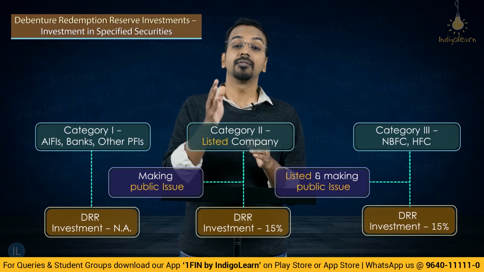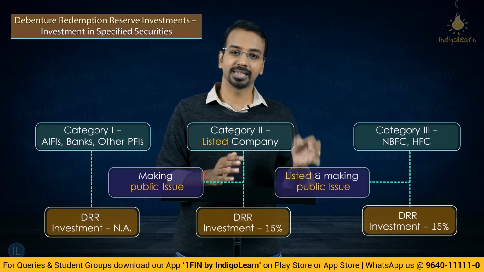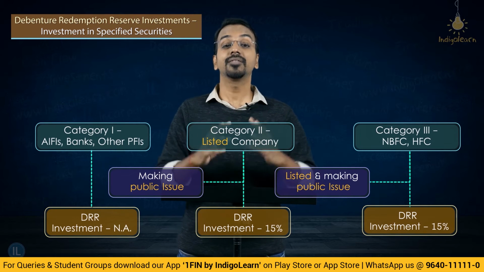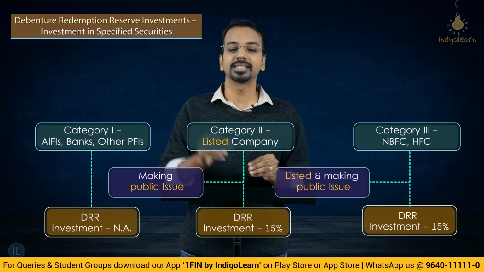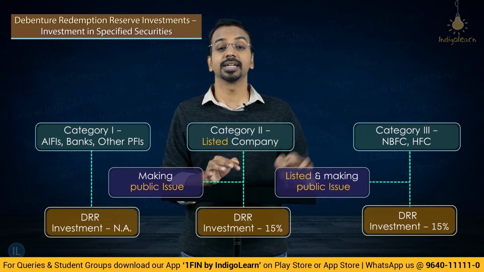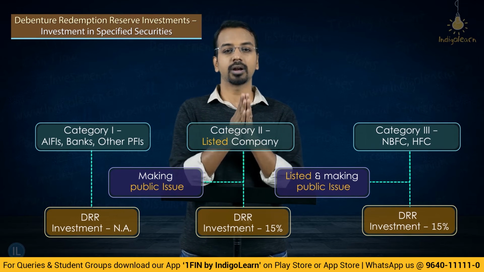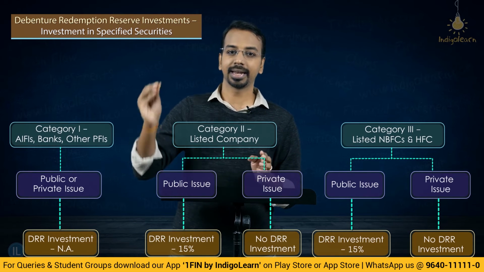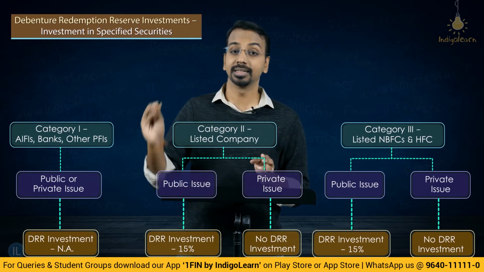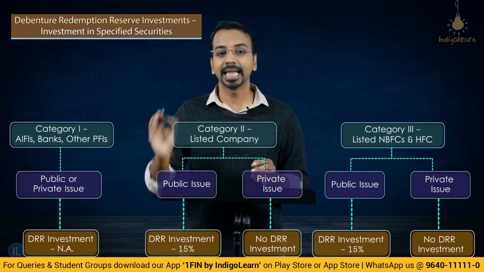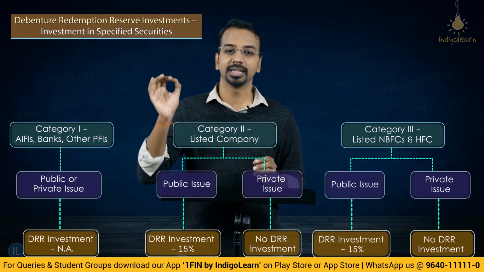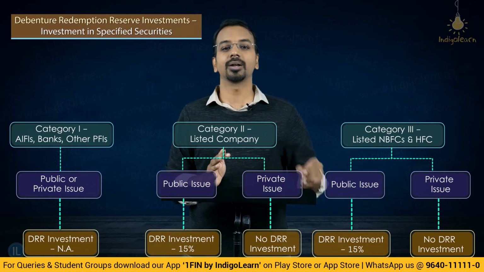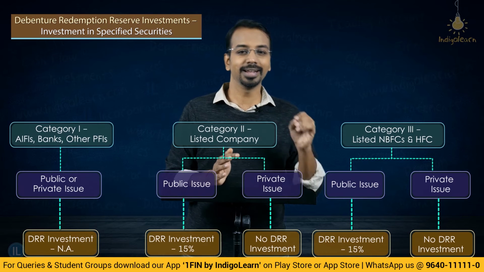They are required to make 15% of investments in specified securities. But let us say these listed companies or these listed NBFCs or housing finance companies are making any private placement, in that case there is no requirement to invest 15% in specified securities, right? So to have our understanding absolutely clear, what we need to see is, if it is a listed company or if it is that category of NBFC and housing finance companies which are listed and they are making a public issue, in that case there is a requirement of 15% investment in specified securities. If they are making private placement, then there is no requirement of 15% investment in specified securities.